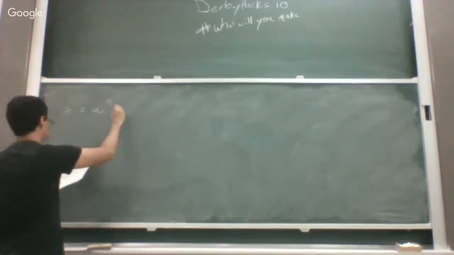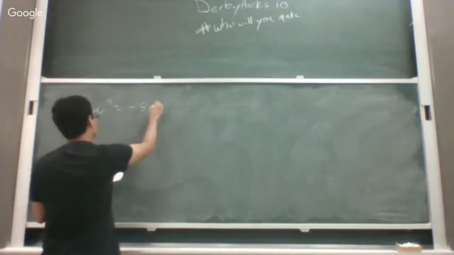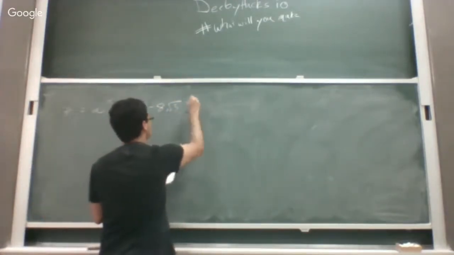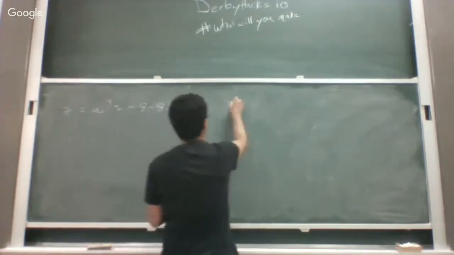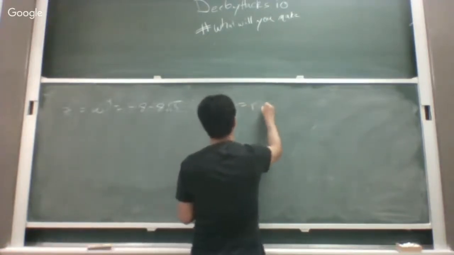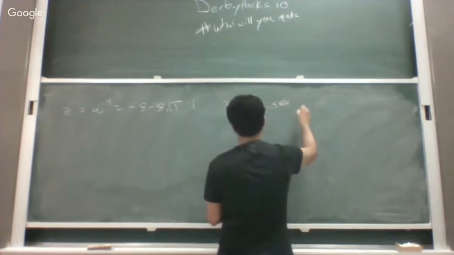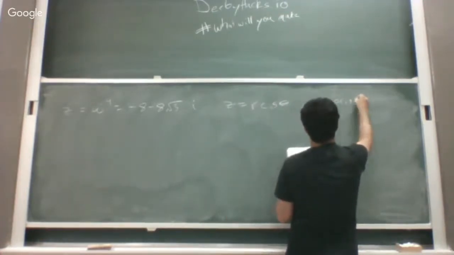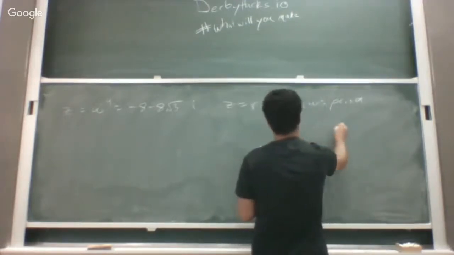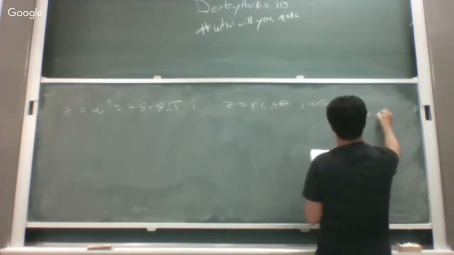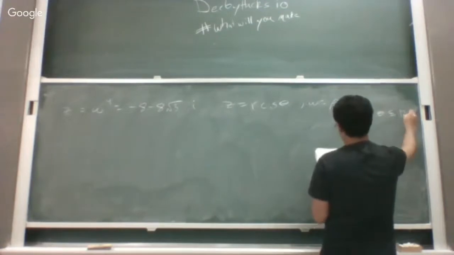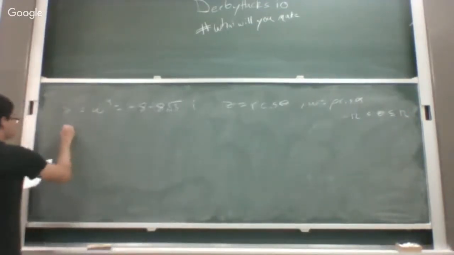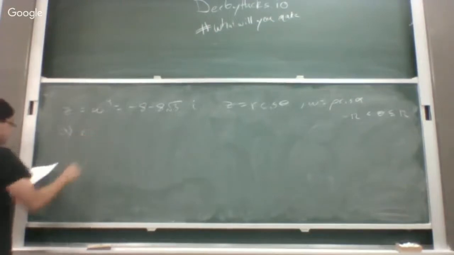They tell us z is equal to w to the fourth, negative 8 minus 8 square root of 3 i. So it's a complex number. They tell us z is equal to r cis theta, w is equal to rho cis alpha, and negative pi less than theta less than or equal to pi. So we first have to find the r value. So r is equal to what?